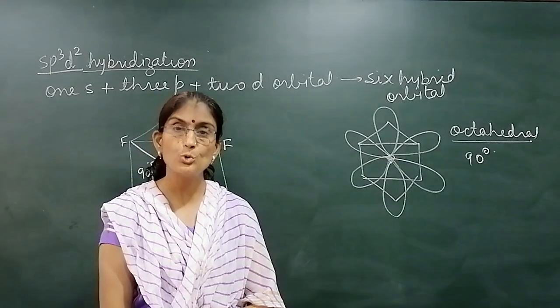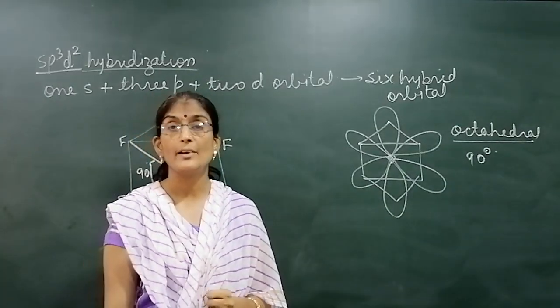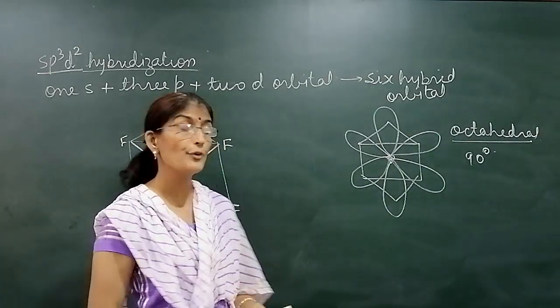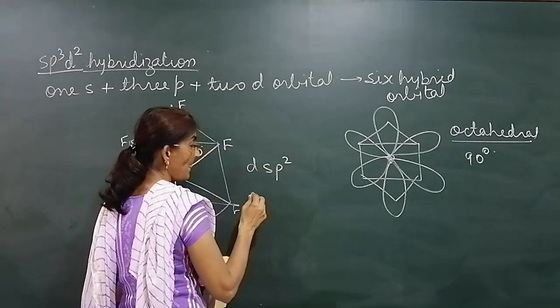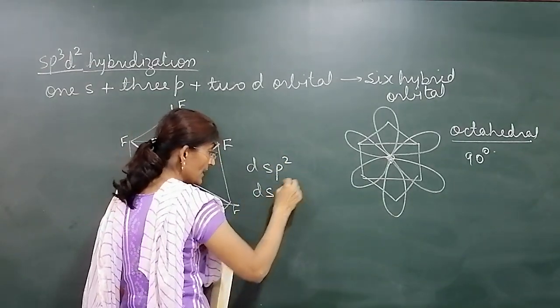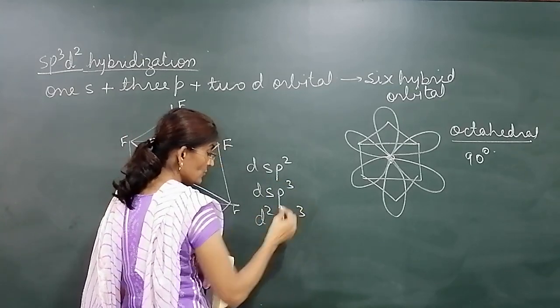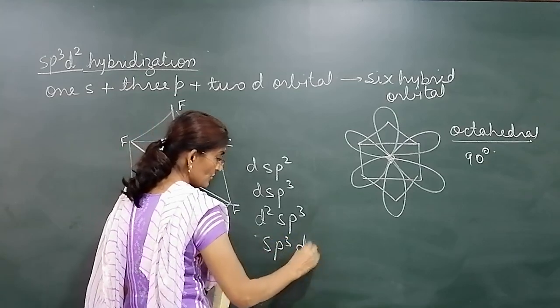So many types of hybridization we have completed: sp, sp2, sp3, sp3d, sp3d2. In higher classes, in 12th standard, you will learn dsp2 hybridization also, then dsp3 hybridization also, after that d2sp3 hybridization also, and sp3d3 hybridization also.